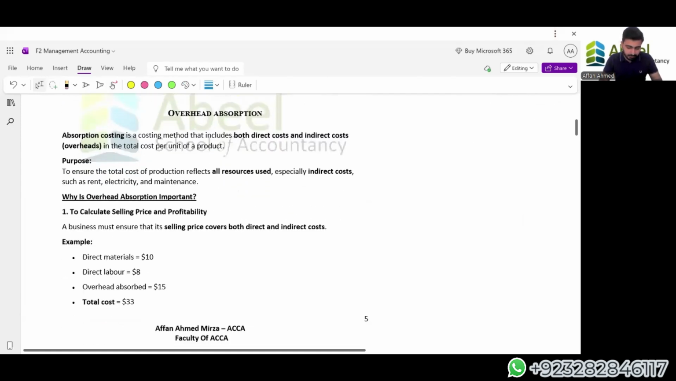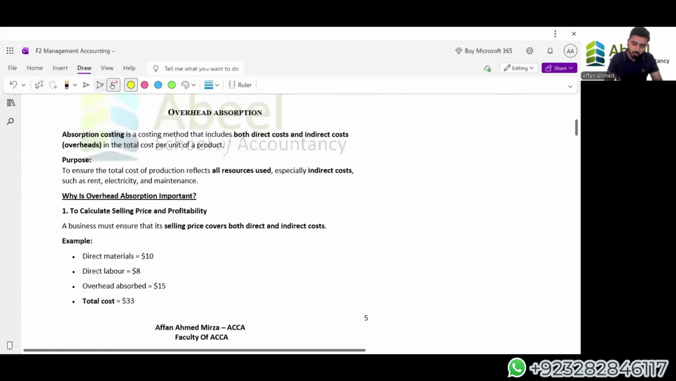Now, absorption costing is a costing method that includes both direct and indirect cost in the total cost per unit. With absorption costing, we are going to use a statement as well, and we are going to work on that. But right now, for your knowledge, absorption costing includes all kinds of costs that have been incurred on a product or the organization. Marginal costing, on the other hand, just focuses on the marginal areas, or the areas of direct costs on the product.